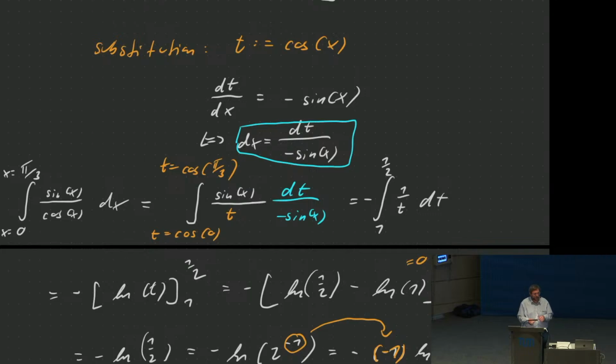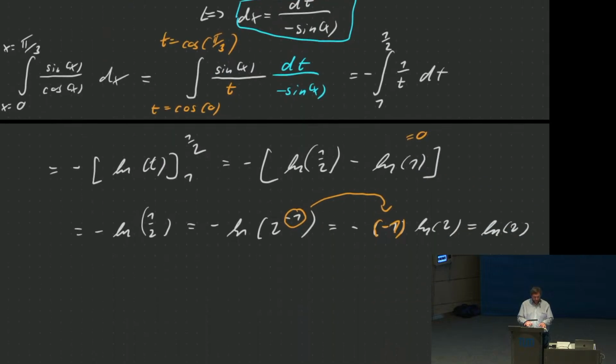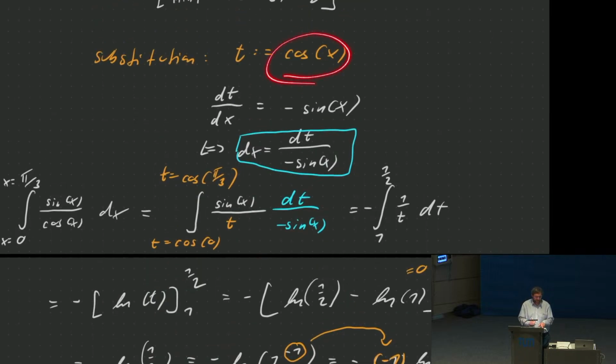Right? And that's why I'm doing the substitution, I'm applying the substitution in the bounds too. I could also not do that, and then undo the substitution. So at this point here, I could undo the substitution by replacing this t with cosine of x, and then evaluate the integral using the old x bounds.